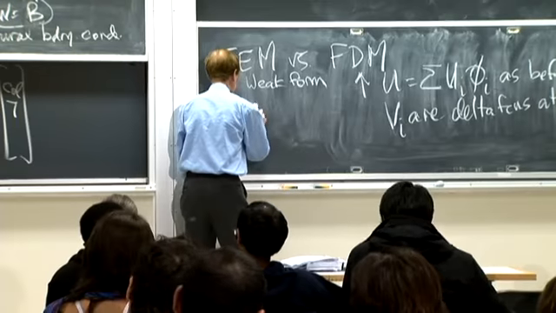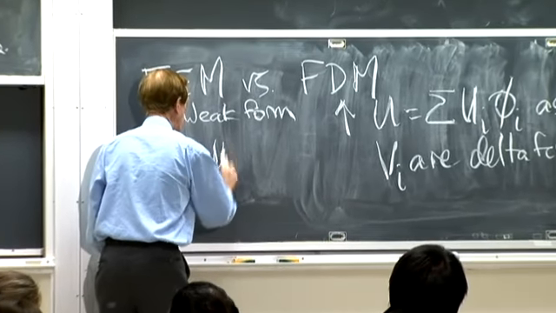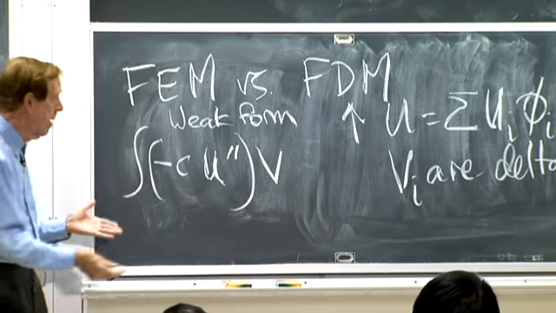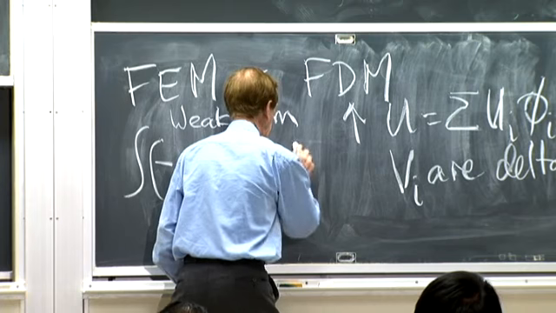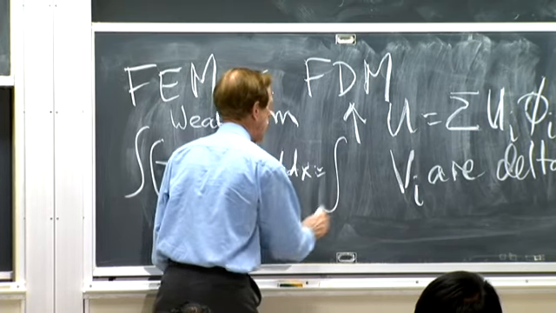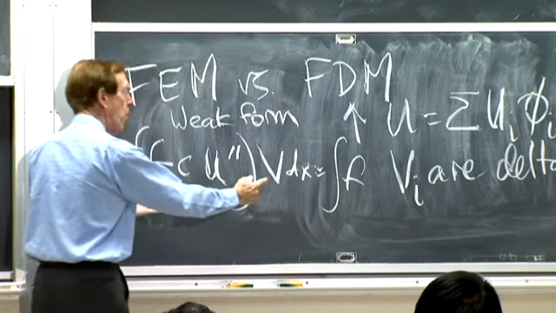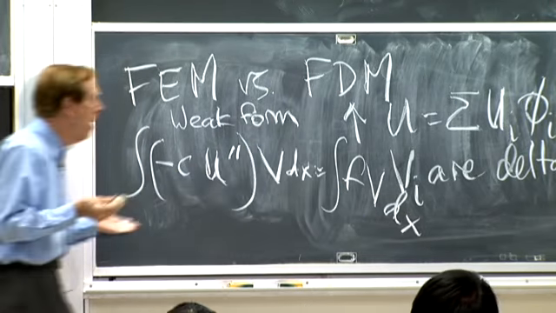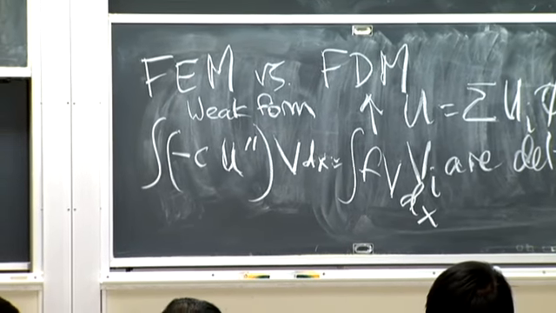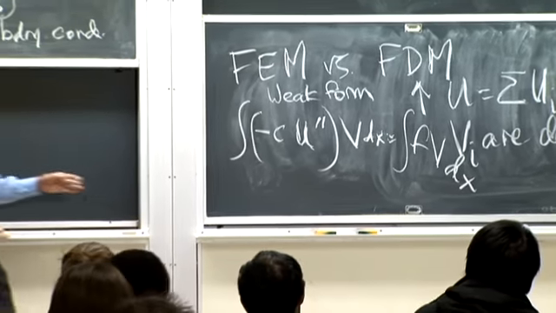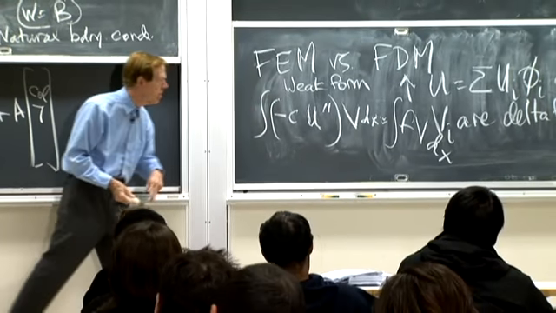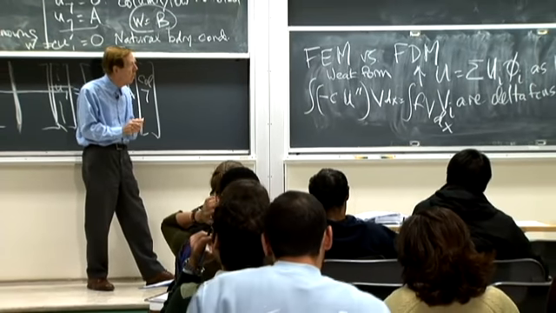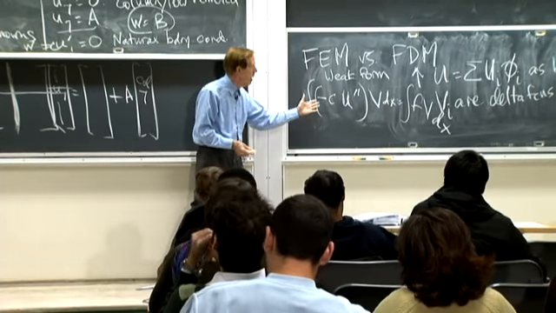So I'll have minus c u double prime times v. This is what I had originally. I just took the equation. You remember how we got these equations? I just took the strong form, multiplied by v, integrated, and now I usually integrate it by parts, but I'm backing off of that because my v is too singular to do it.